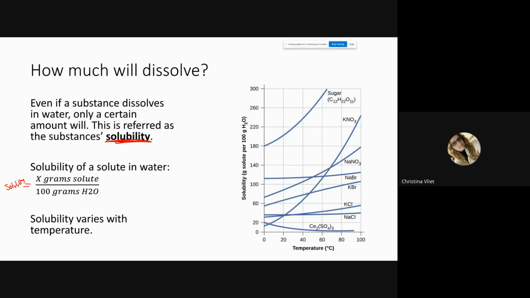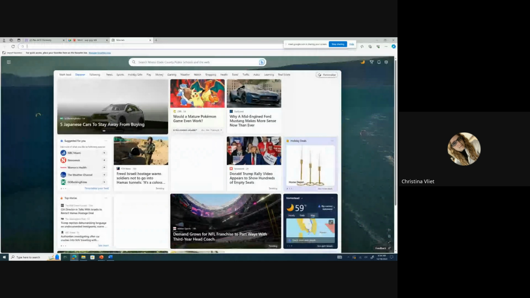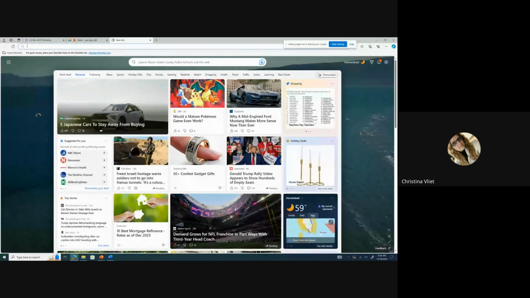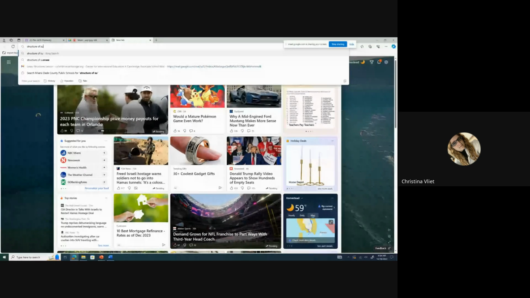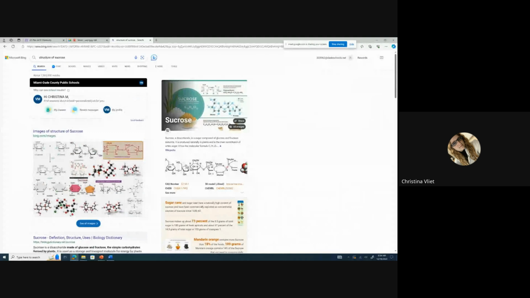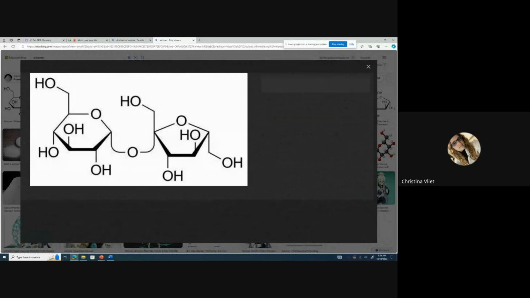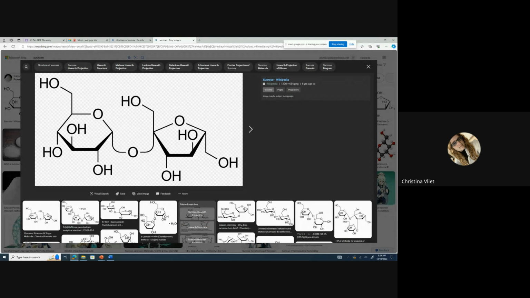Why do you think, before I even go on, is there a reason why sugar dissolves so well in water on a molecular level? Let's take a look at sugar real quick, right? Sucrose. Let's take a look at the structure of sucrose. That's what it is, the C11H22O11. It's this, which you have likely seen in your biology class. That is sugar, right?